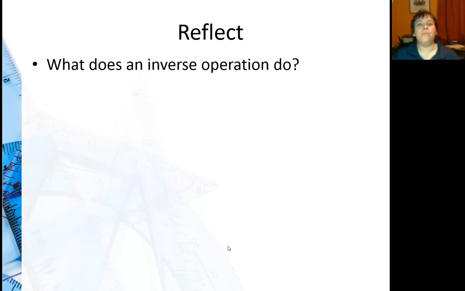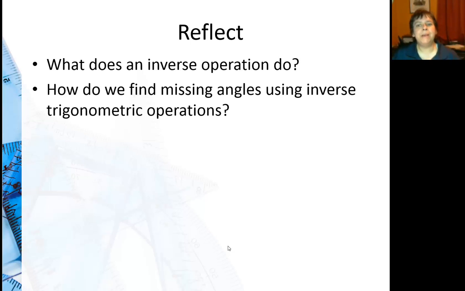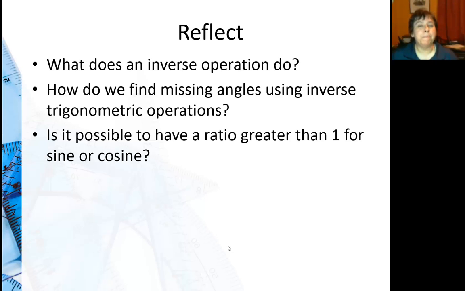So for further reflection, what does an inverse operation do? I probably beat it to death for you. And how do we find missing angles using inverse trigonometric operations? Is it possible, by the way, do you think it's possible to have a ratio greater than 1 for sine or cosine? And this is a good point because if I do inverse sine of 2 and your calculator blows up, that's because you're trying to put in something that's not a valid ratio. Remember, the ratios for sine or cosine can be anywhere from 0 to 1, including 0 and including 1. But they cannot be greater than 1, and they cannot be negative.